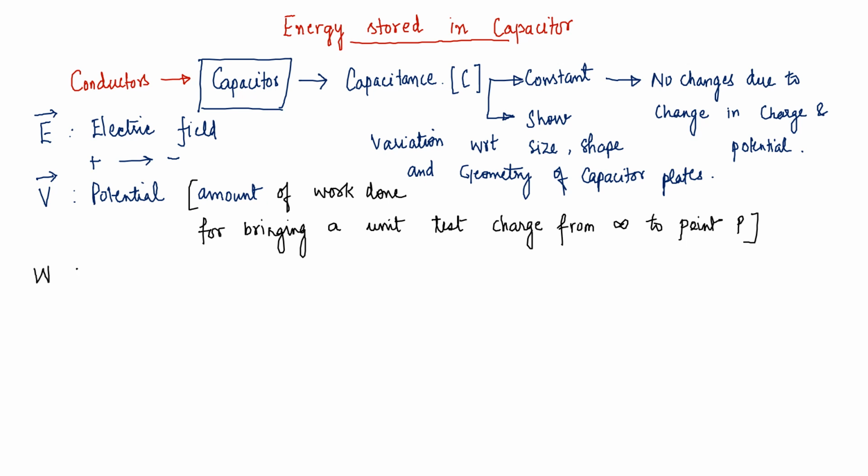Then we have read about the work done. Work done with respect to potential is given as V into dr, or dq, whatever it is. In this we are using a distance, so this is defined with respect to the distance. W is work done; this is the area having a potential of V, and this is the infinity point. From here to this point we are bringing our charge Q. So this is the distance R, and work done is the potential into R.